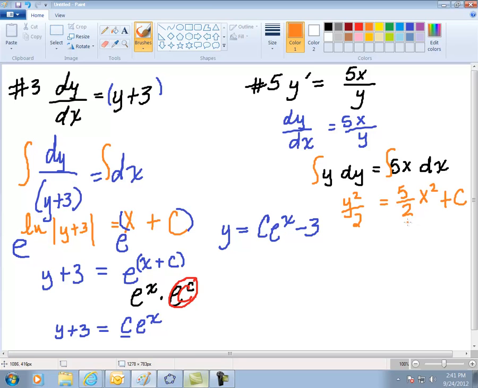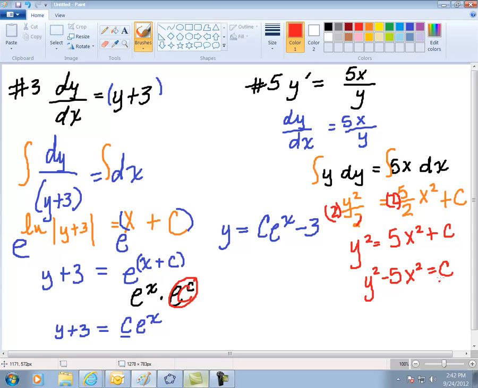And now I can just multiply everything through by 2, all right, to get rid of my denominator here. I can multiply this by 2, this by 2. And I don't really need to multiply the constant by 2 because that would just be another constant. The 2's would cancel, and my final answer would be y squared equals 5x squared plus c. And now I might want to write this because that's the equation of a circle like this.